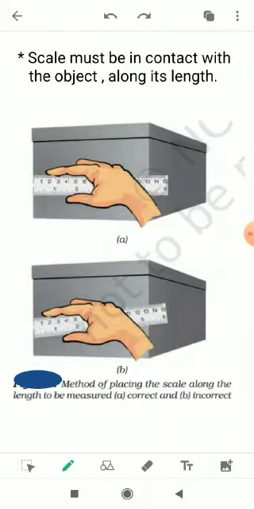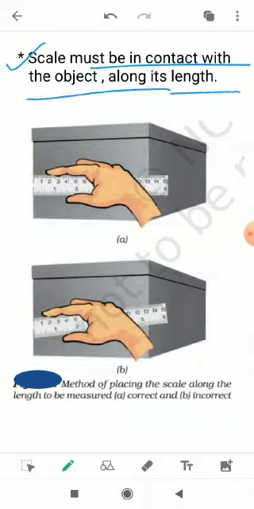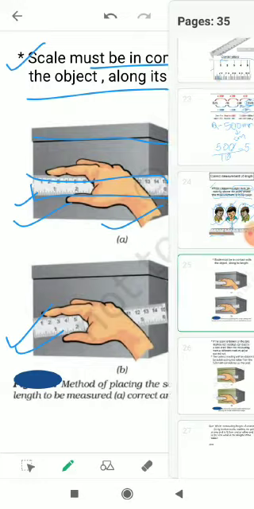Now the second point which we need to keep in our mind is, the scale must be in contact with the object along its length. For example, you can see in this picture, while measuring the length of this object, this person is keeping the scale exactly in contact with the object, while this person is not doing so. So we can say that this person is measuring the length in a correct way, while this person is measuring the length in an incorrect way.